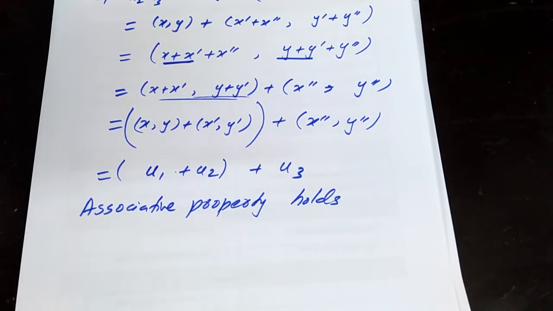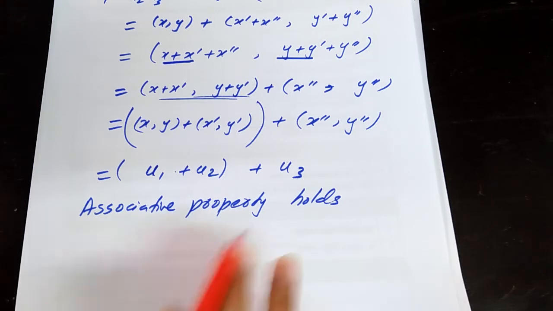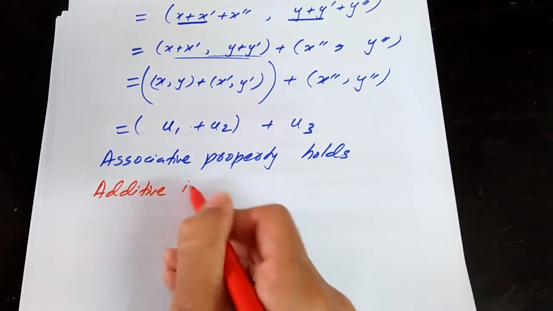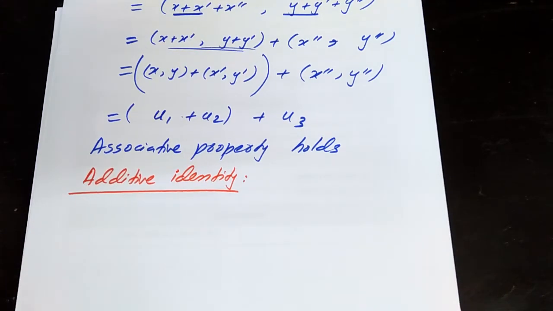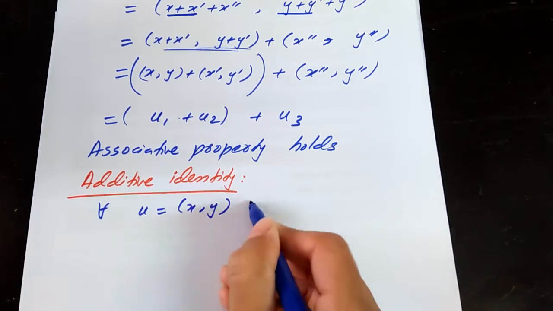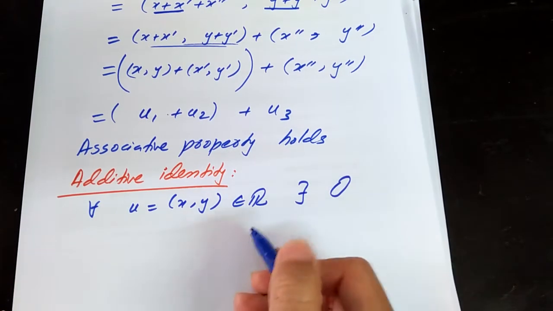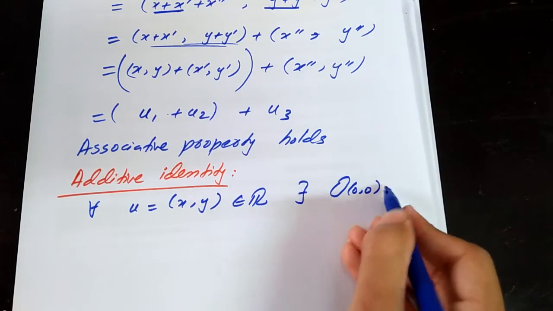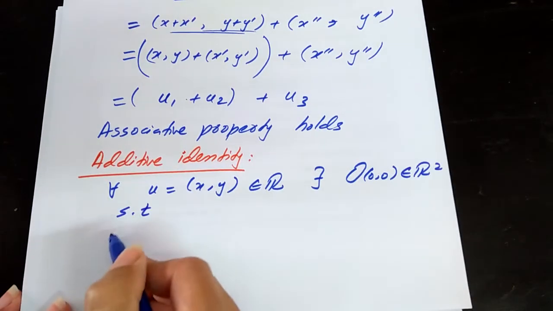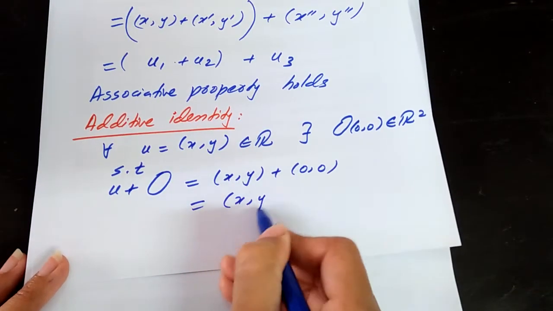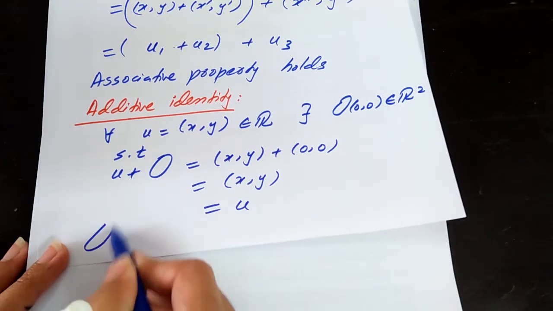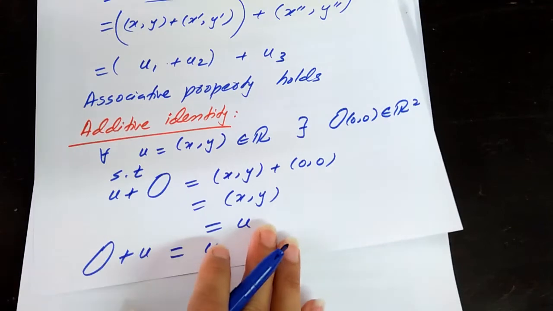Now move on to the next property, that is the additive identity. For the additive identity, you must have some zero vector here: for all u equal to (x, y) from R2, there exists a zero vector, that is (0, 0). And you know this is the same ordered pair type from R2, so it also belongs to R2. Such that if you add it with the vector u, you will get (x, y) plus (0, 0), that will again be (x, y), which equals u. And if you change the position, zero vector plus u, you will again get u as well. So it means your additive identity also holds in R2. Now the last thing for proving the abelian group is the additive inverse.